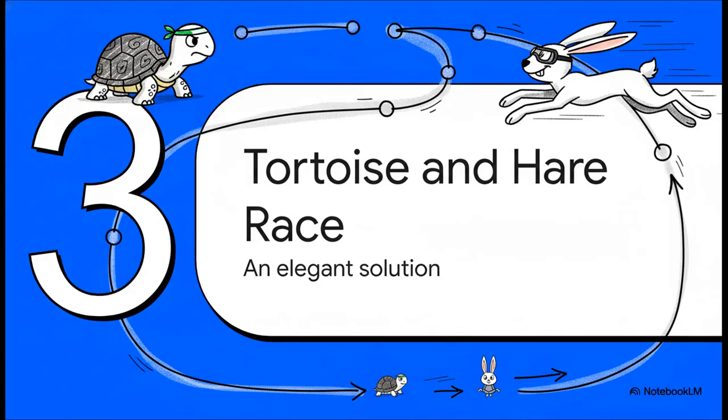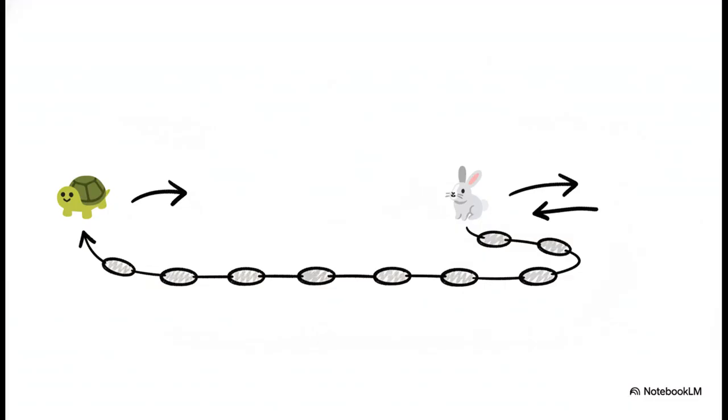So how in the world do we detect this invisible trap without getting stuck in it ourselves? With a wonderfully elegant solution known as Floyd's cycle-finding algorithm, or as it's much more famously known, the tortoise and the hare race. Here's the plan. We're going to send two runners, which are really just pointers, down our linked list. First up is our slow pointer, the tortoise. It moves just one node at a time, steady. Then we have our fast pointer, the hare, which leaps forward two nodes at a time. The rules are really that simple.